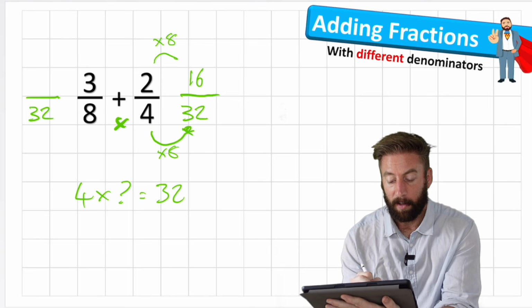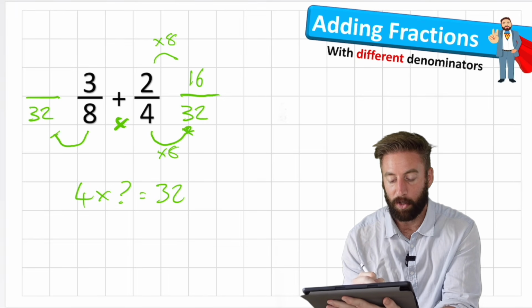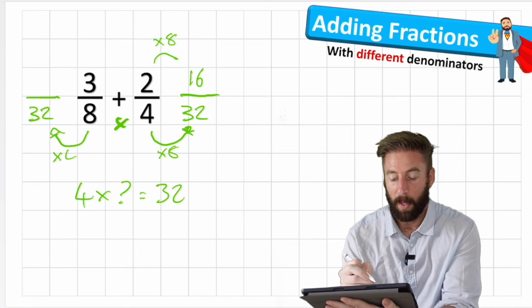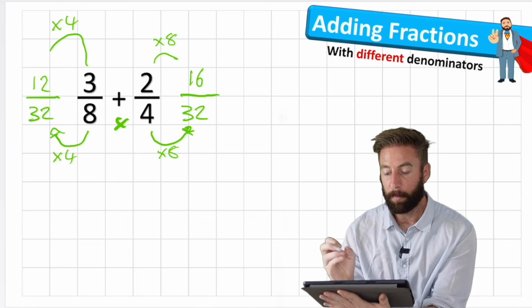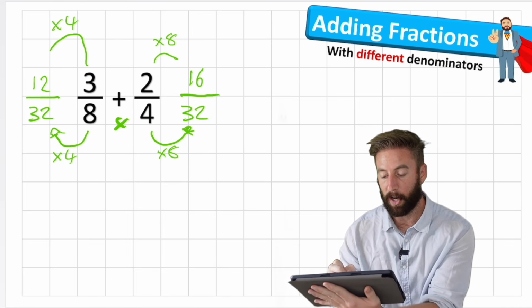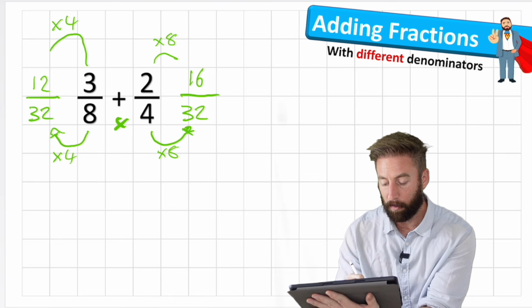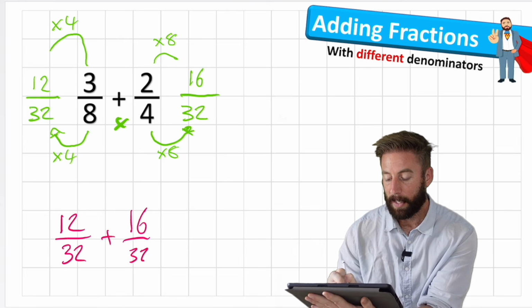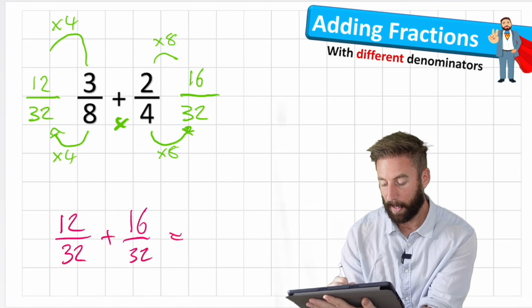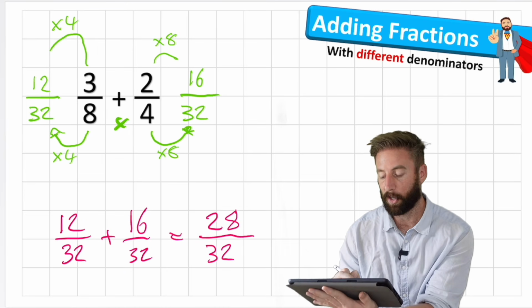On the other side, how did I get from 8 to 32? Well, I timesed it by 4, and therefore I now need to times my 3 by 4, and that equals 12. Beautiful, so I now have new fractions that I can add. So I have 12 32nds, add 16 32nds. So 12 add 16 equals 28. And I was working in 32nds, so 28 32nds.